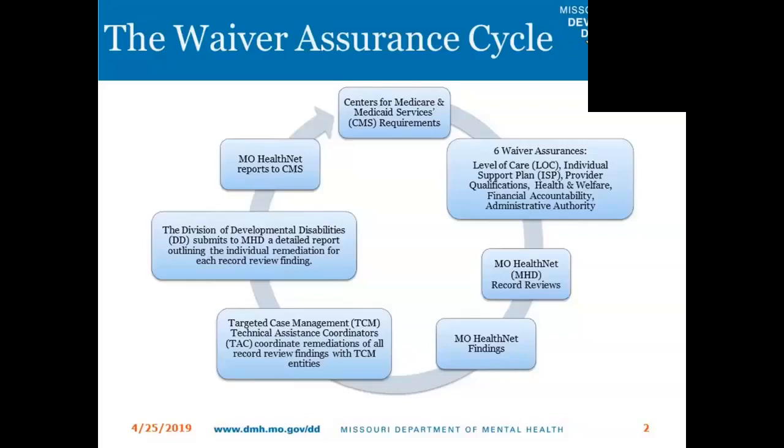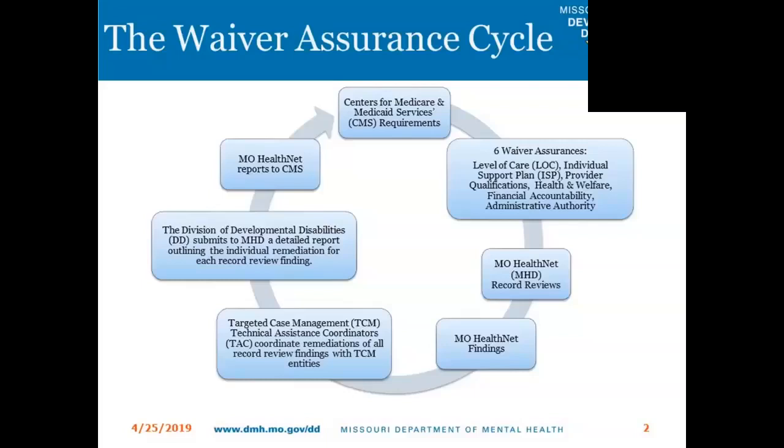MoHealthNet conducts the record reviews. MoHealthNet findings from the record reviews are then received by the Division of Developmental Disabilities. TCM TACs coordinate remediations of all record review findings with the TCM entities. The Division of Developmental Disabilities submits to MHD a detailed report outlining the individual remediation for each record review finding. This report includes what remediation steps have been and or will be taken to ensure that the areas needed to be addressed do not recur. And finally, MoHealthNet reports to CMS.